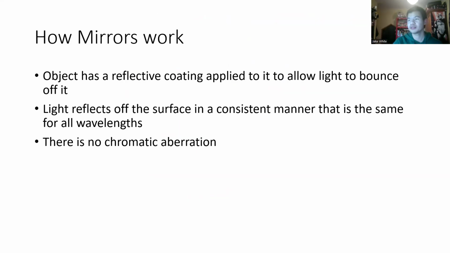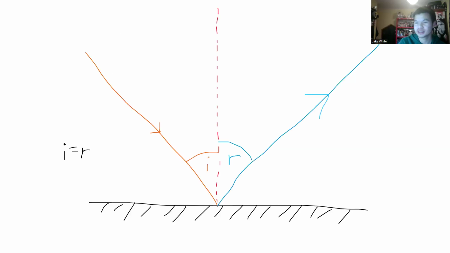So on to how mirrors work. Mirrors are objects that have a reflective coating applied to them to allow light to bounce off. Light reflects off the surface in a consistent manner that is the same for all wavelengths. This is different to lenses, which have a refractive index for each and every wavelength. So there is no chromatic aberration with mirrors.